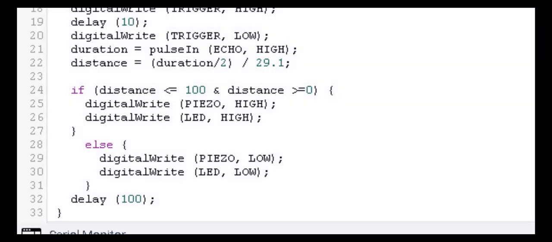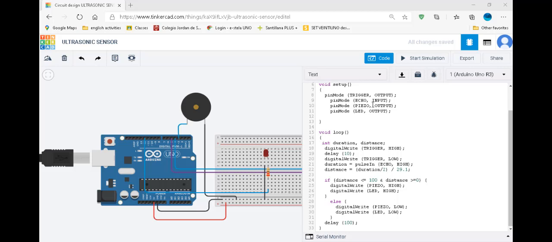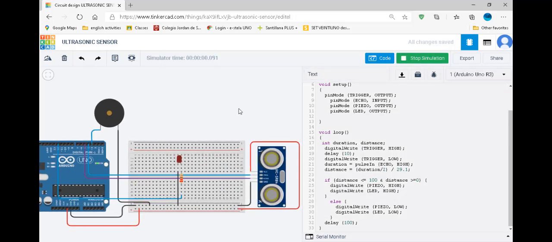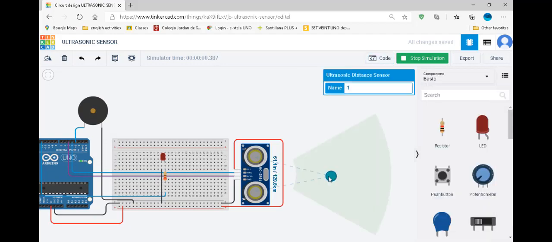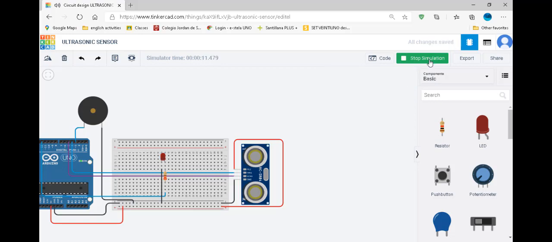I close all lines and I am going to start the simulation. When I start the simulation, I can close the code part because we are not using the serial monitor, and I am going to see that whenever something is closer than 100 centimeters, it's going to start emitting sound and turning the LED on. The first time can take a couple of seconds, but that's normal. The rest of the time is going to work perfectly.